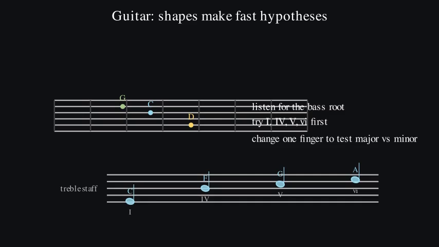On guitar, you can move between open chords, barre chords, and power chord shapes. The shape gives you speed. The theory tells you which shapes to try first.